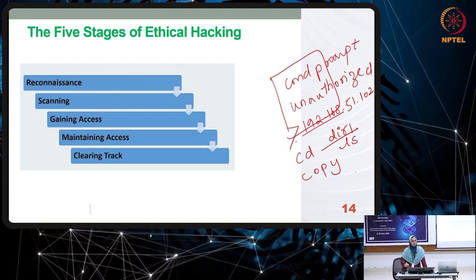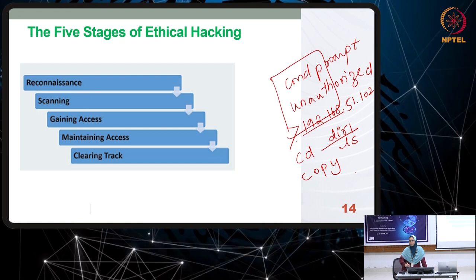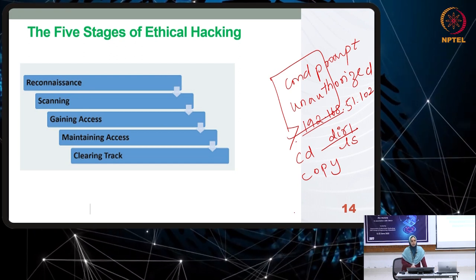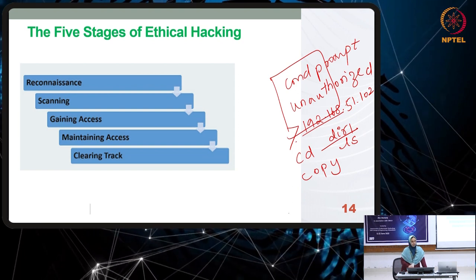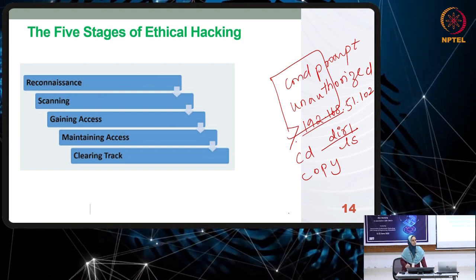All this I will do in the prompt of that particular machine. Now, if I suddenly come out of the prompt, it means I am not maintaining access. Until I am inside the prompt, I will be able to do all the operations. Okay?